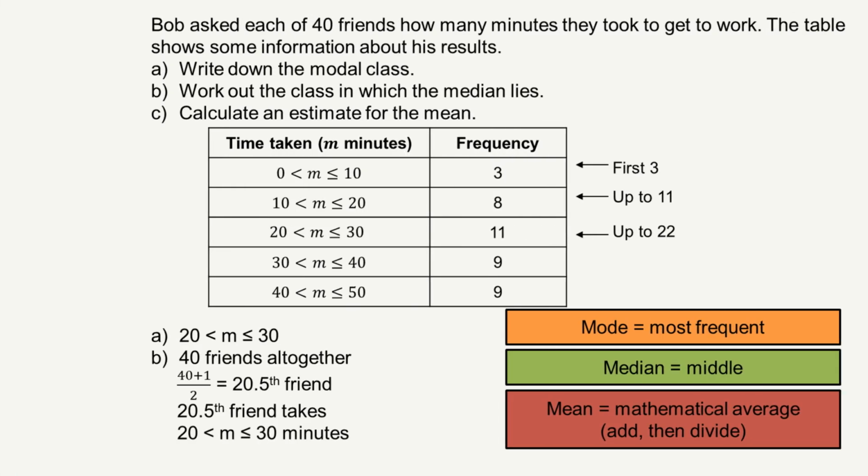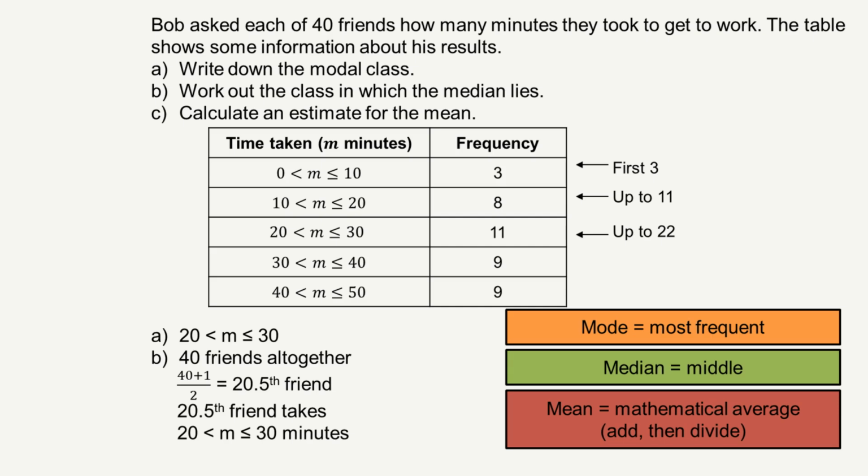To calculate an estimate for the mean from a grouped frequency table, set up a new column to write the midpoint of each class. Set up another column to multiply each midpoint by its frequency. Find the sum of the multiplications. This finds the estimated total of all the values in the frequency table. Add the frequencies to find how many values there are. Divide the total of all the values by how many values there are.